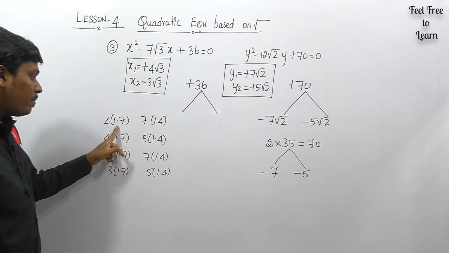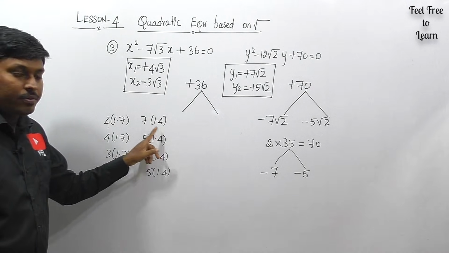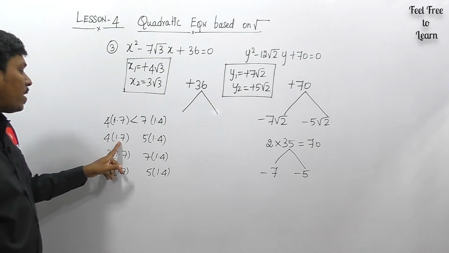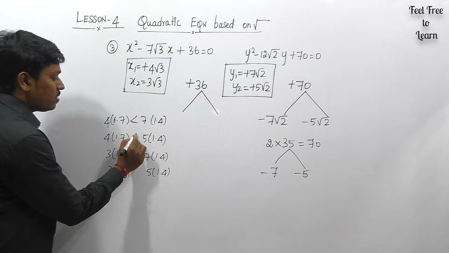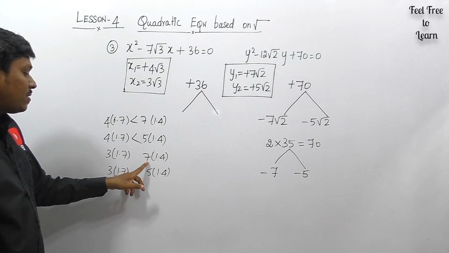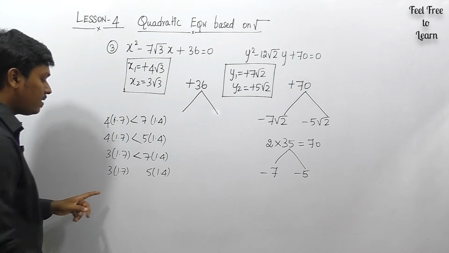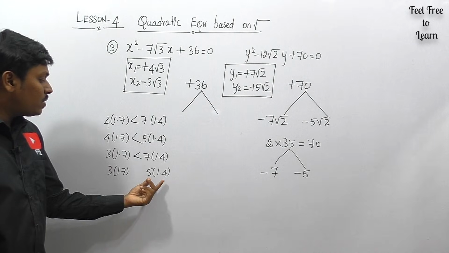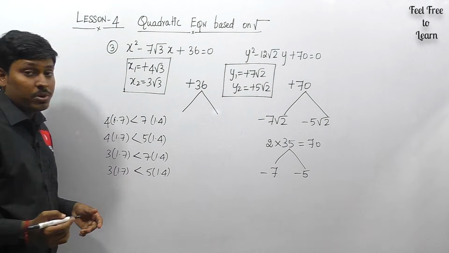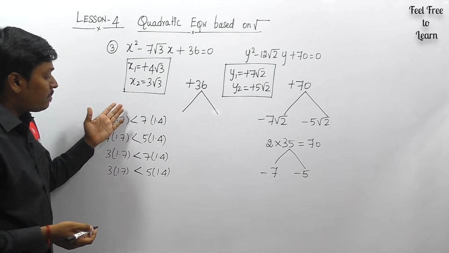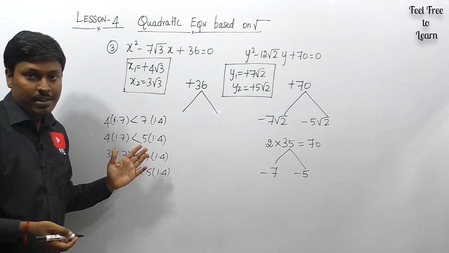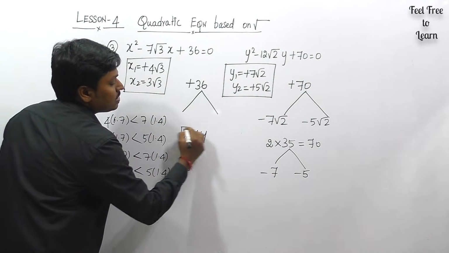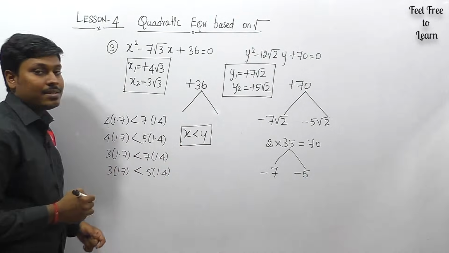So 4 into 1.7, here it is 7 into 1.4, so definitely 7 into 1.4 will be greater. And here it is 4 into 1.7, 5 into 1.4, so 5 into 1.4 will be greater. So here 7 and here 3, 7 is greater. So here 3 into 1.7, that is 5.1, and here 5 into 1.4, definitely 5 into 1.4 will be greater. So finally, by comparing all the x values with the y values, in each case x is less than y. So the answer for this question will be x less than y.